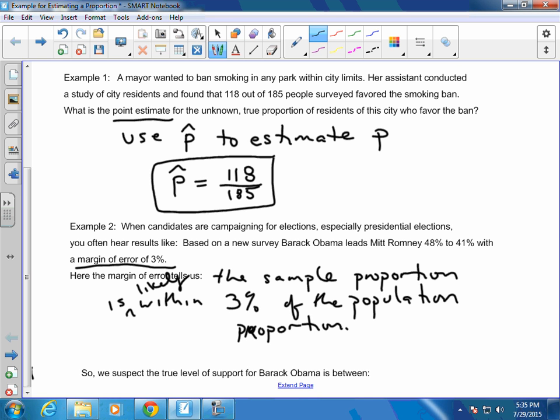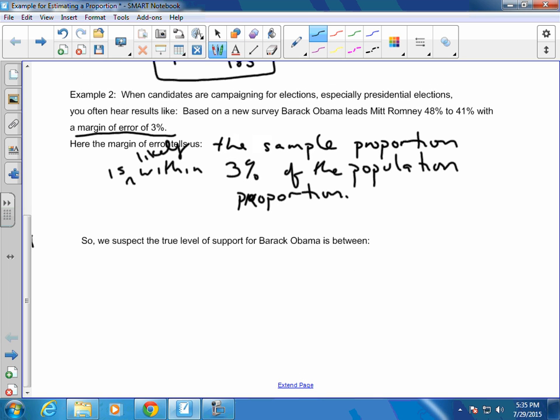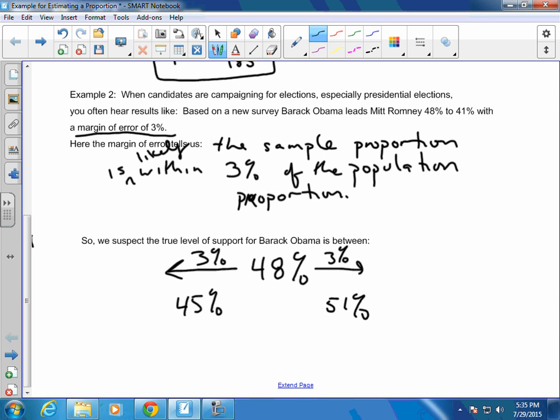I'll show you how to calculate that later, but what we want to do here is make sure we understand what that would mean. So with a 3% margin of error, if we look at Barack Obama having 48% based on their survey, and we go 3% down and 3% up, then we're going down to 45%, and we're going up to 51%. So what we're really saying here is, based on our study, we think that the level of support for Barack Obama is between 45% and 51%, because we've applied the margin of error going in each direction from our sample proportion.